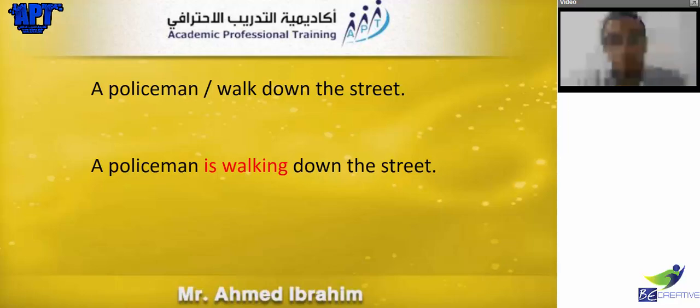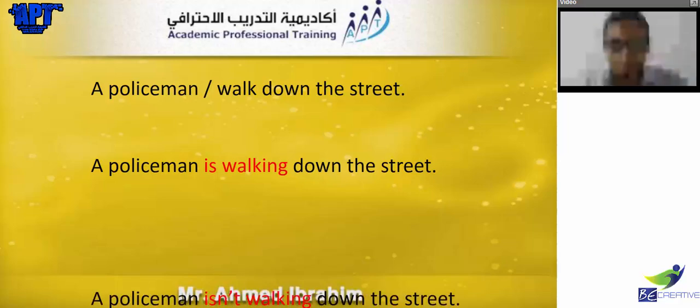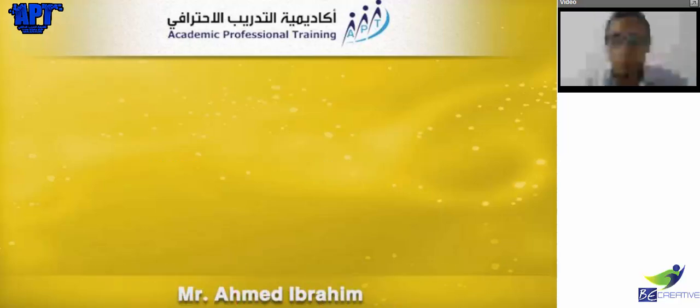So, same here. Down the street, the one we have in the sentence, doesn't mean I have a street and policemen are walking down the street. No. Down the street here is an idiom, and it means at the end of the street. So, a policeman is walking down the street. If I want to make it negative, a policeman isn't walking down the street.